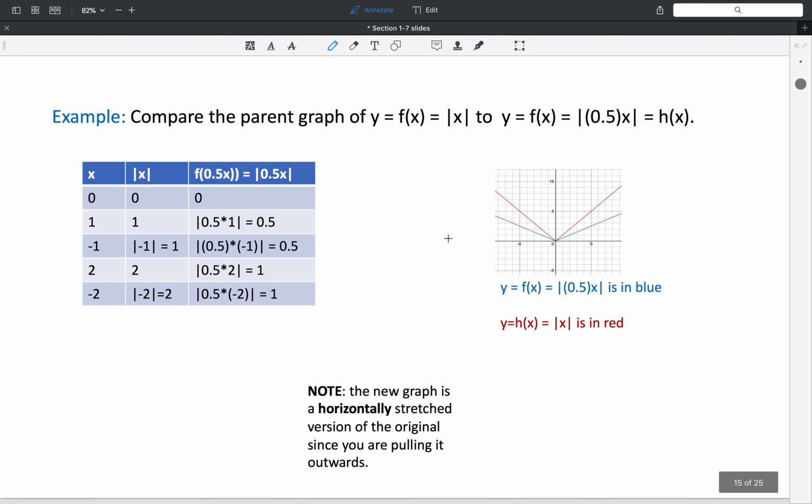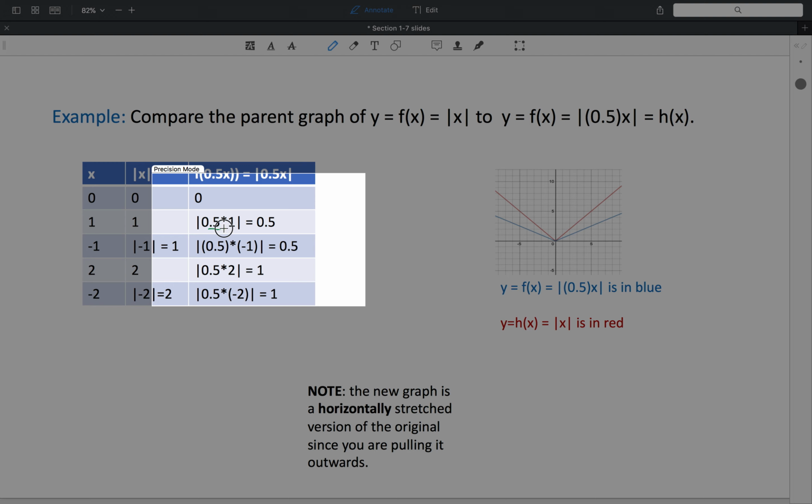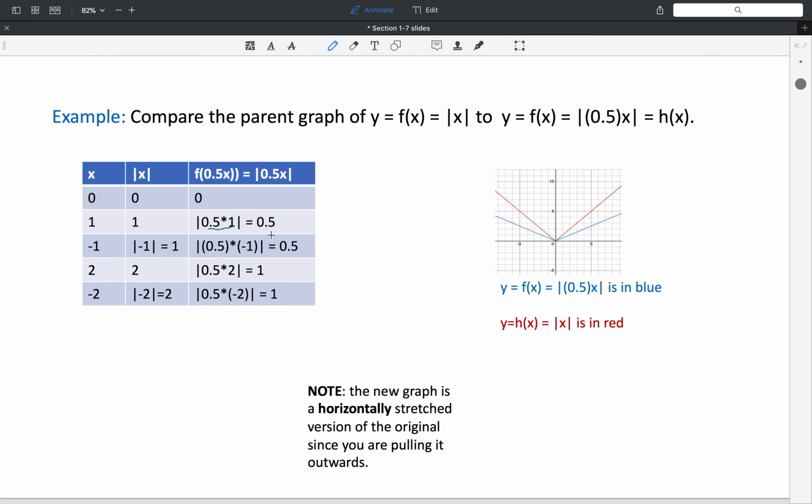So here I am at the next slide, and again I did a table of values, and I'm going to multiply 1/2 by x before taking the absolute value. So I do that over here, and obviously if I take 1 times 1/2, I'm going to get 1/2 inside the absolute value, which gives me 1/2. If I take minus 1 times 1/2, I get minus 0.5, but the absolute value makes it positive. So I get 0.5, and notice that I have the graph 1.